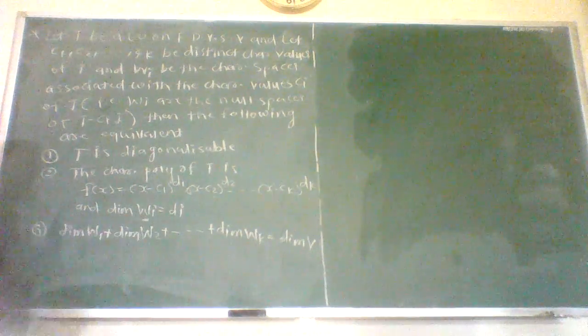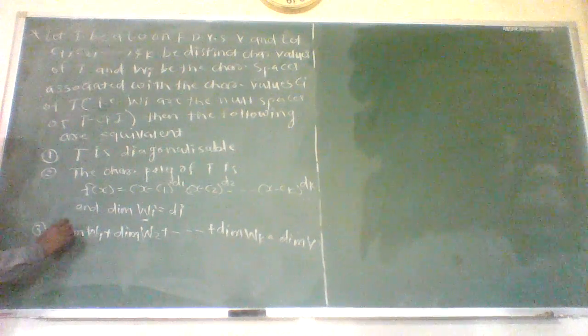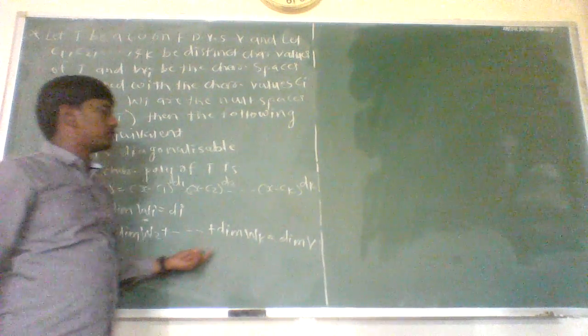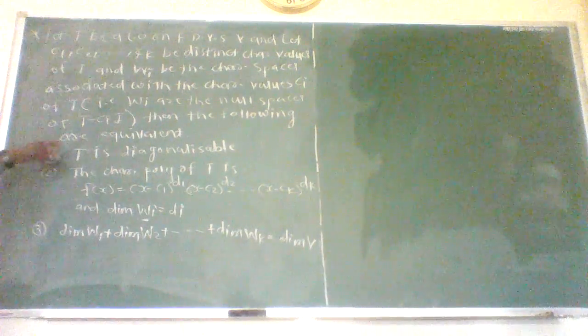And the dimension of each Wi is nothing but di. And the dimension of W1 plus the dimension of W2 plus, and so on, up to the dimension of Wk will be equal to the dimension of V. That is what we have to prove.